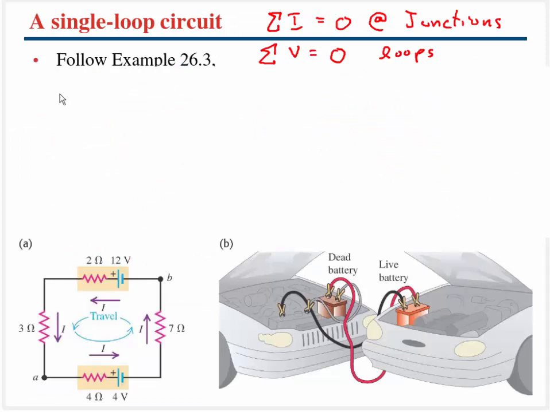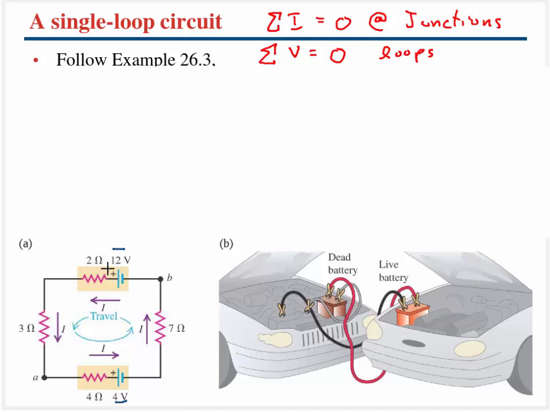So let's get cracking on using some of these, and we'll start with just a simple circuit that you could actually just reduce by hand, but let's do it using Kirchhoff's rules to get some practice for them. So here we have 2 batteries, essentially a dead battery and a live battery. The live battery is 12 volts, the dead battery is at 4 volts, and we have some internal resistance, some resistance in the wires, and so on and so forth.